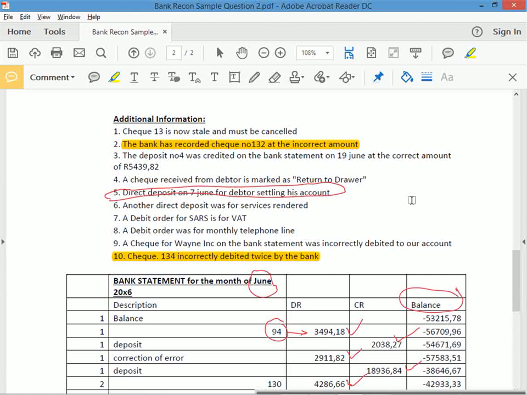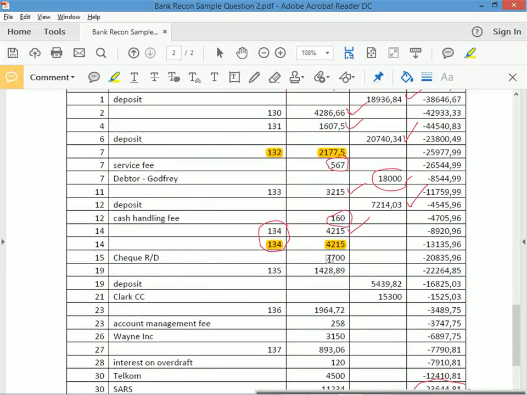Okay, good. So the bank incorrectly debited your account twice. Problem? Big problem. The bank shouldn't debit your account twice. They should only debit it once. So how am I going to fix this? Adjust and reconcile. You're going to reconcile because your books are correct. The bank's books need to be fixed.